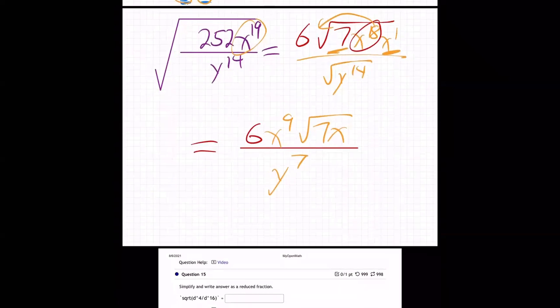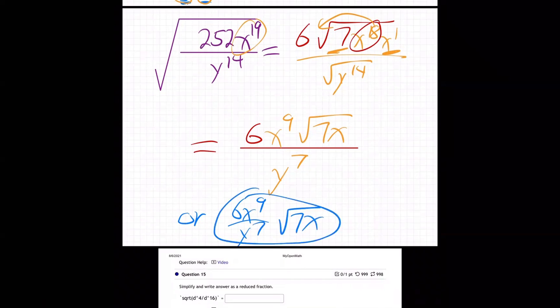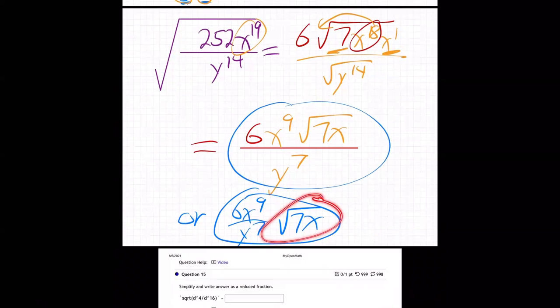Now, the other way you can give this same answer, or it's 6x to the 9th over y to the 7th square root. You can just stick the 7x in the front. Either one of those is a good answer. You can put the square root of 7x in the front or on the top. It's all the same thing. To be in the front is to be over 1, really, which is the same as being in the top. Either way is good. Either one is a completely good answer. There we go.